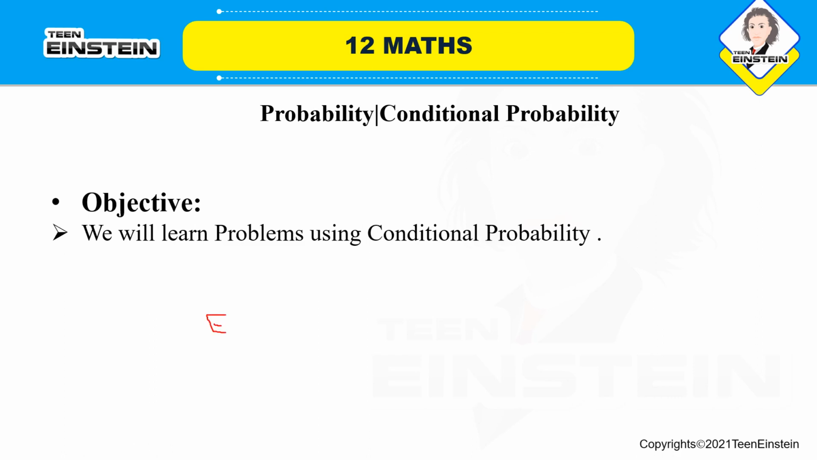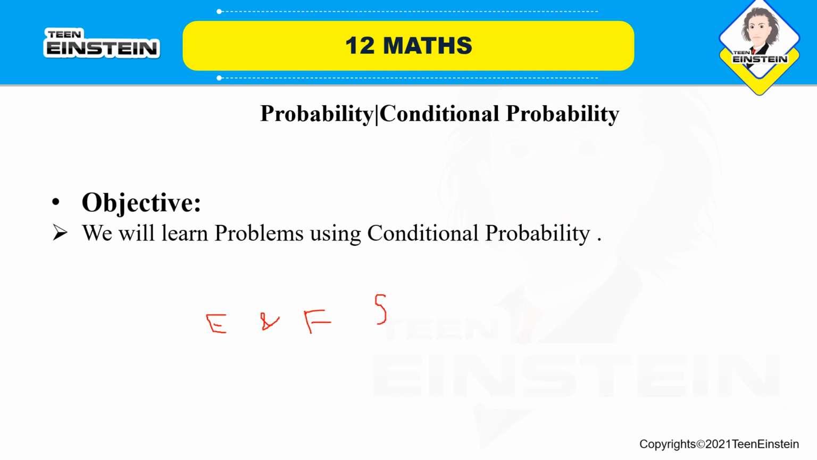Okay. E and F are any two events. These two events are associated with the same sample space of a random experiment.